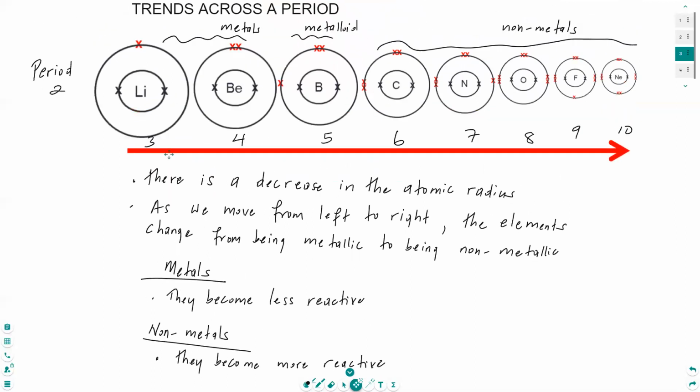Because let's see, carbon has to gain 4 electrons. That's very difficult to do. To gain 4 electrons, that would mean that you have to use up a lot of energy. Nitrogen just needs to gain 3 more. All right.